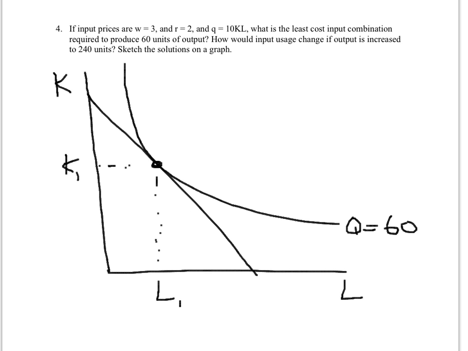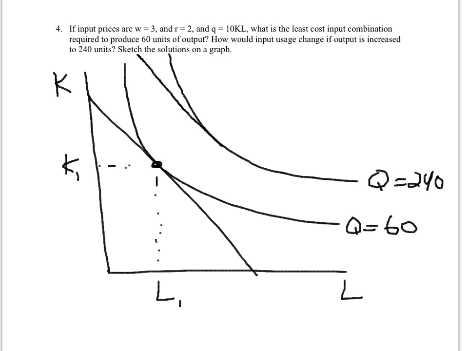If output is increased to 240, what's going to happen is that the isoquant is going to shift to the right, and the isocost is not going to change because the prices don't change. So what's going to happen is that the combination of K and L will actually change. So this is L2 and this is K2. That's essentially graphically what happens when you increase your output.